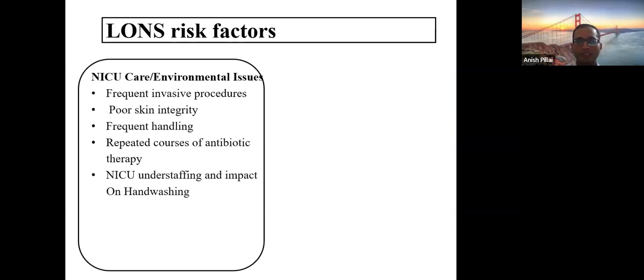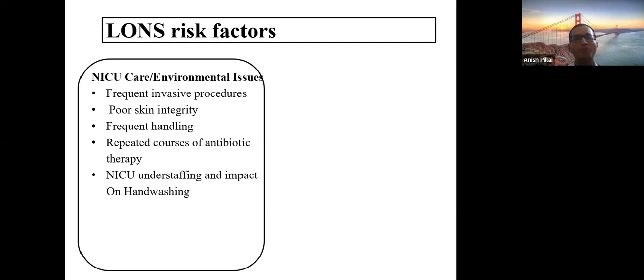Late onset sepsis risk factors are related to the environment. If we are thinking about a baby who's in the nosocomial or hospital environment, we have to look at factors inside the hospital. Is the baby having frequent pricks? Does the baby have a central line? Is there poor skin integrity? Are there multiple courses of antibiotics that the baby has received, so that there is some fungal infection or a resistant infection? Is there good hand washing happening?